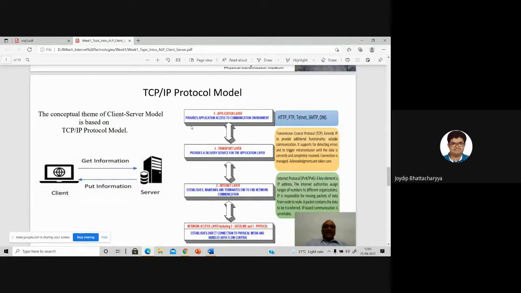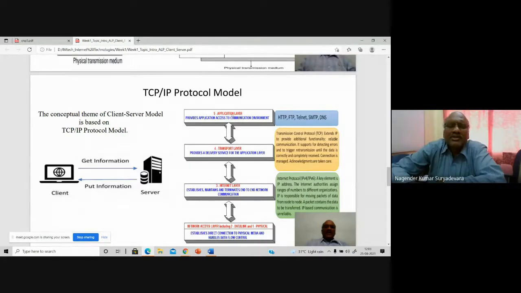Yes, sir. So if you see the application layer, which is the topmost layer of the TCP/IP suite, that layer has certain protocols, certain rules to be followed. One such protocol is HTTP, Hypertext Transfer Protocol. Another one is File Transfer Protocol. Another is Telnet. Another is Simple Mail Transfer Protocol. And the Domain Name System.